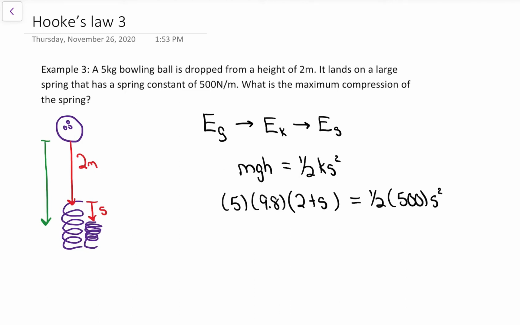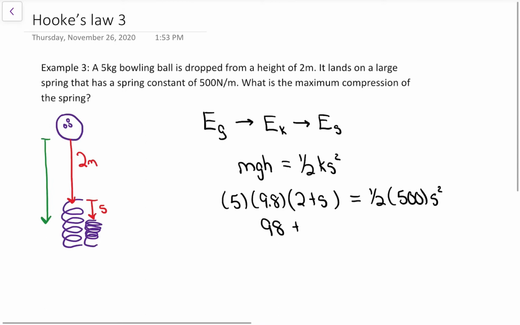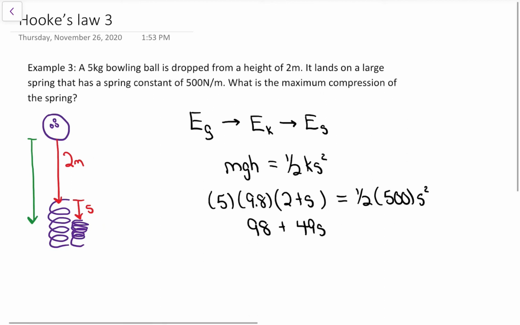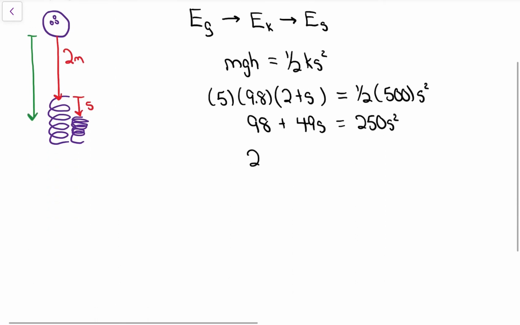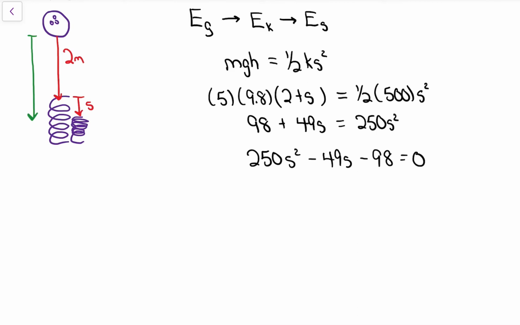This is going to turn into a quadratic. 5 times 9.8 times 2, that's 98. Distributing that in there, 5 times 9.8 times s is 49s. And 1/2 of 500 is 250 s squared. Putting that in standard form, 250 s squared minus 49s minus 98 equals 0.